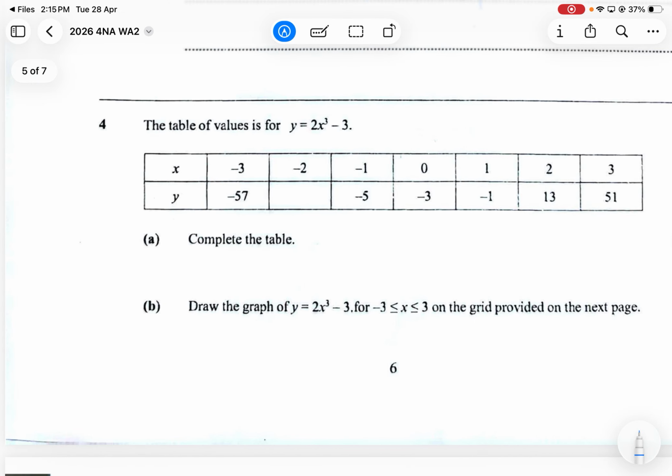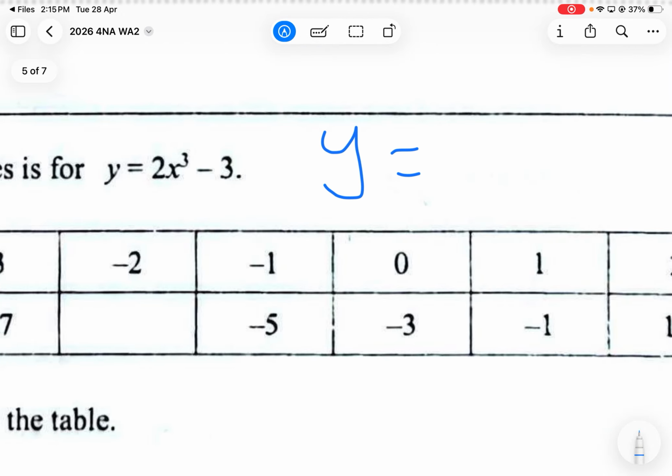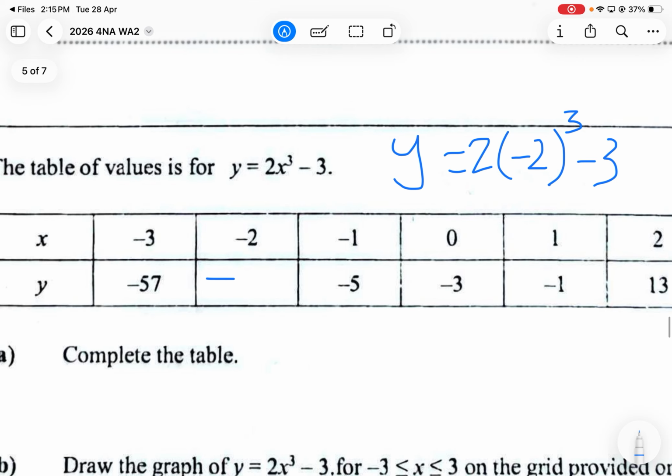You are given the equation. You are asked to complete the table. So this is the y value when x equals -2. Why x equals -2? I must go and do my substitution, put my -2 inside a bracket. -8 times 2, -16. -16 minus another 3, minus 19. Okay? Minus 19, you get 1 mark.